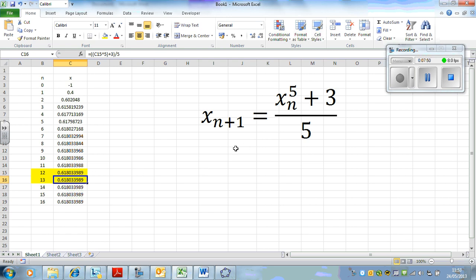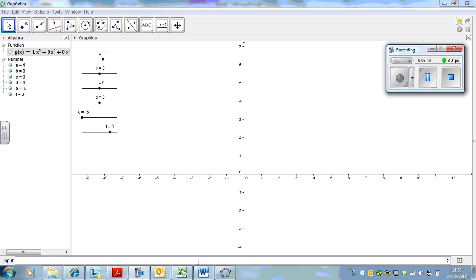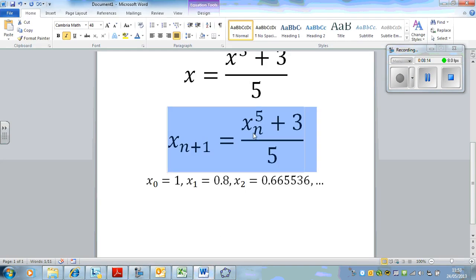0.618033989. Now, the trouble is, this constitutes a failure. We wanted to find this root here, but we have obviously managed to find this root here. The question we have to ask ourselves is why that is a failure. The reason why it's a failure all lies in the form of our function here.